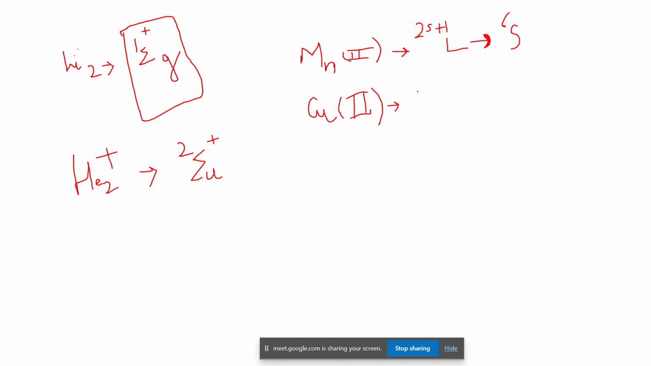Now for copper 2 positive, it's exactly half filled. So L equals 0, J equals S, so it will be 5 by 2. Copper 2 positive, 2D. Correct. It will be 2D.